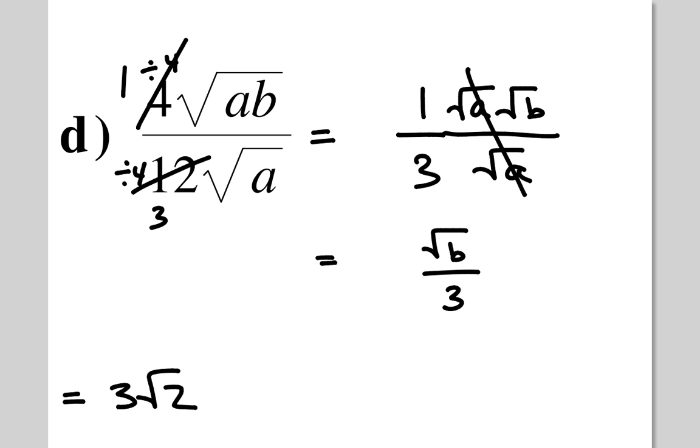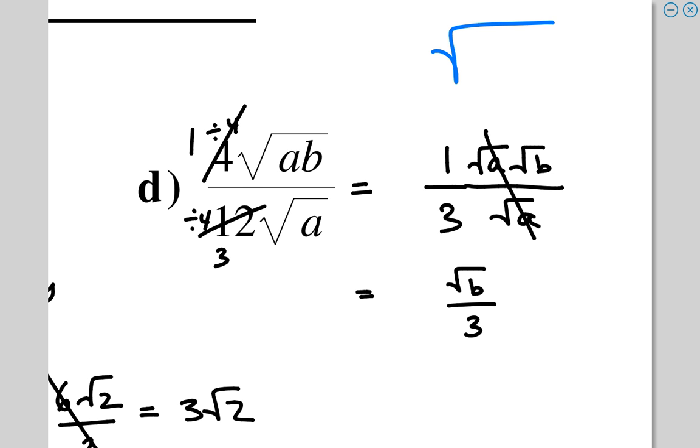So reducing fractions for the coefficients, simplifying the radicals, canceling, lots of stuff you can do. The other thing you could have done is you could have just done this: A, B over A. Those A's cancel like that. That's the other way you could have done it, for the radical anyway.